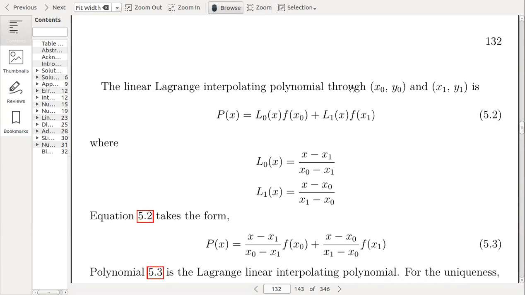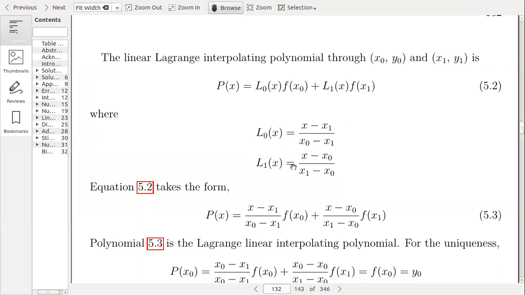So what is the linear Lagrange interpolating polynomial? The linear Lagrange interpolating polynomial through 2 points x0, y0 and x1, y1 can be written as p of x is equal to L0 of x f of x0 plus L1 of x f of x1. Here the Lagrange coefficients are: the first, L0 of x, is equal to x minus x1 over x0 minus x1. And the second, L1 of x, is equal to x minus x0 over x1 minus x0.